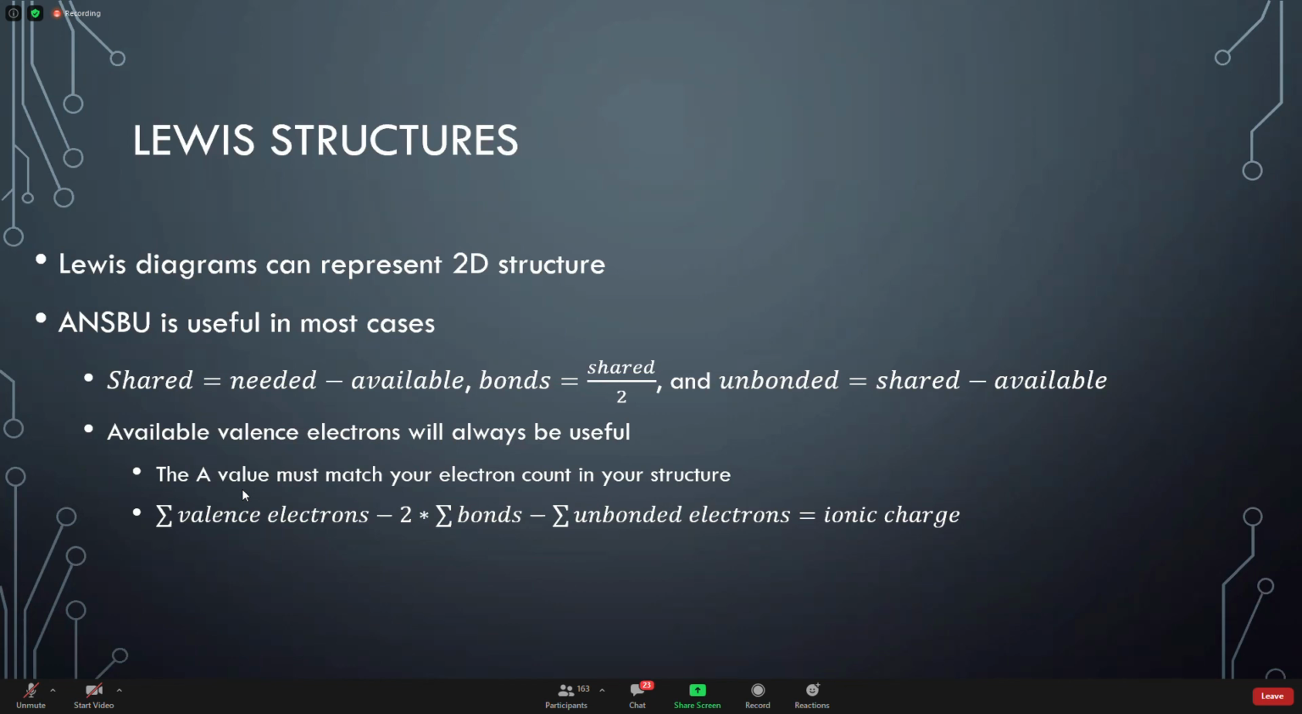Shared is how many we need to share, and as written here, it's needed minus available. The bonds is just the shared electrons over 2 because there are 2 electrons in a shared bond. And the unbonded is everything left over. It's just the available minus the shared.